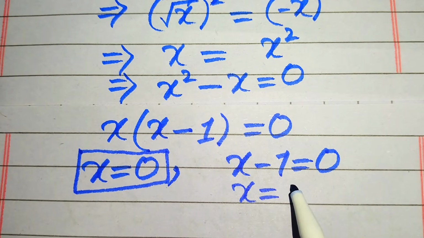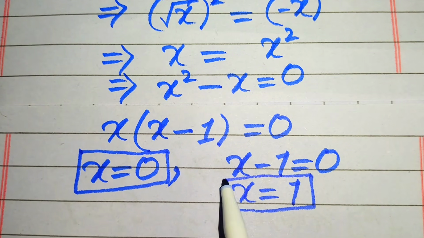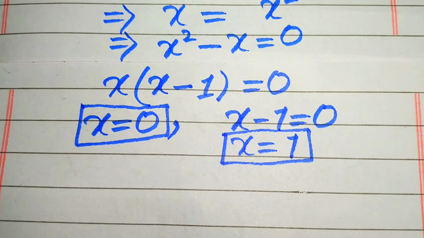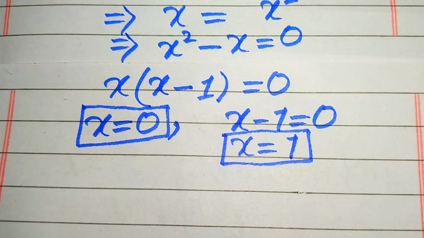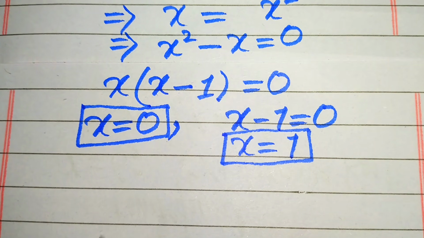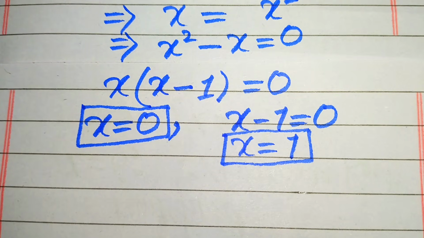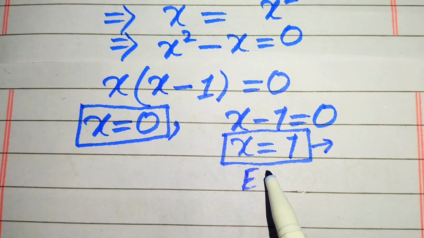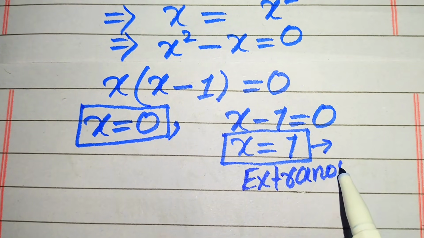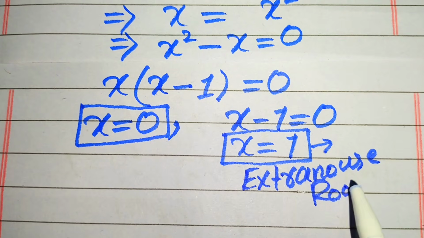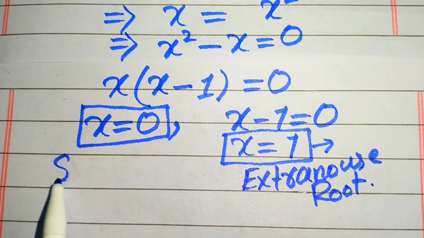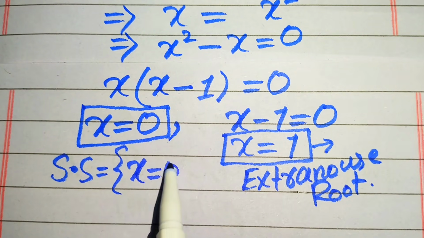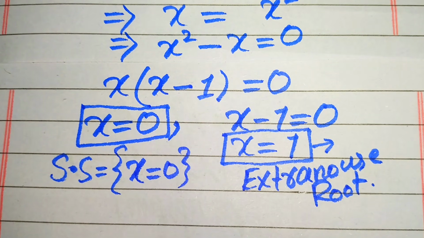From here we move plus 1 to the right hand side, and we get the value of x equals plus 1. So you see that in the second method we again get the two roots of the given equation which we got from the first method as well. In the first method x = 0 satisfied our given question statement, but x = 1 did not satisfy it. So we will call x = 1 the extraneous root of the given equation, and x = 0 is called the solution set of the given equation because x = 0 satisfies our given question statement.